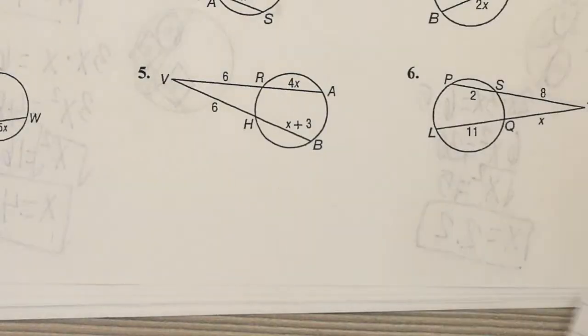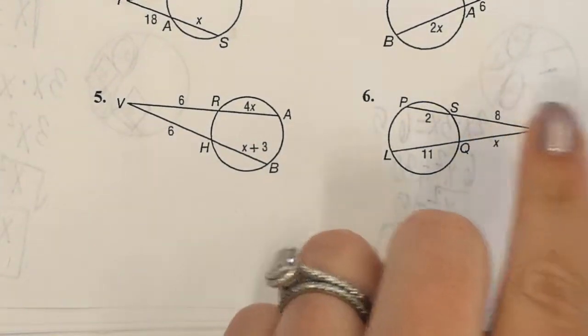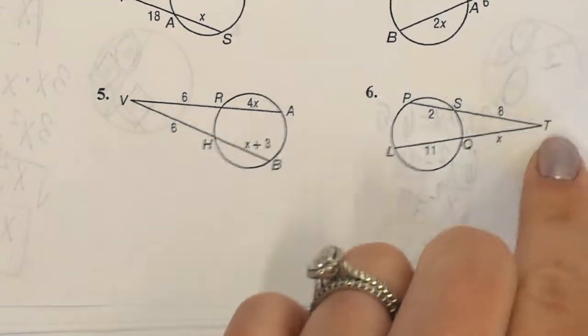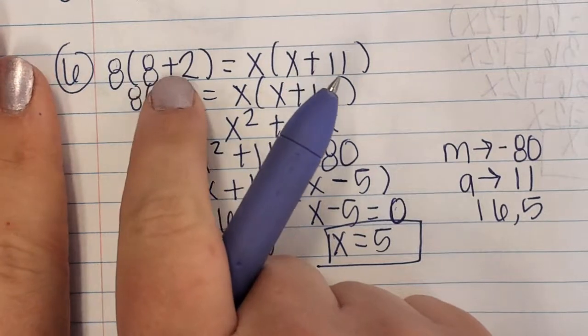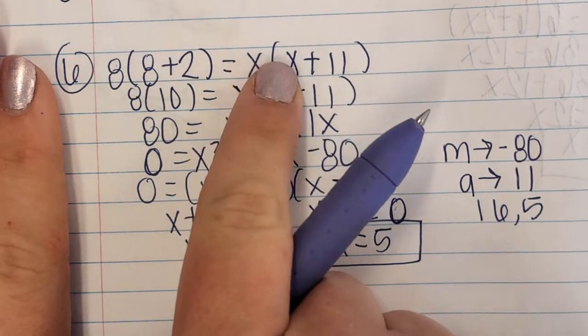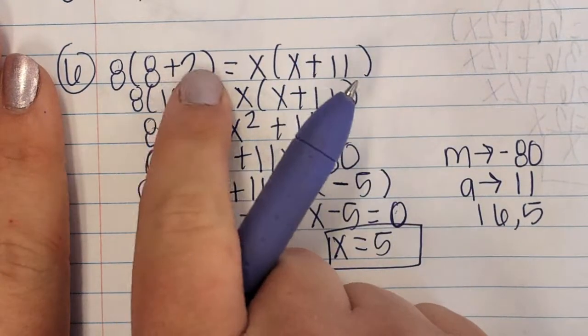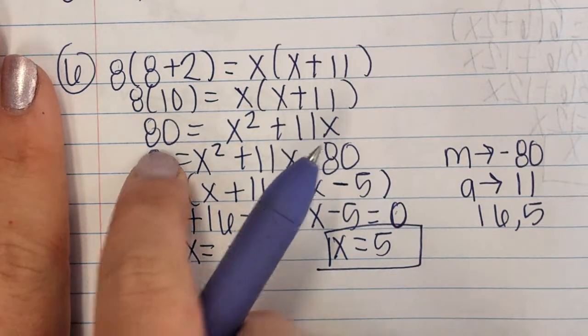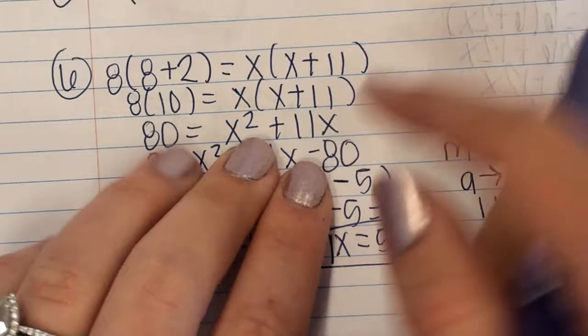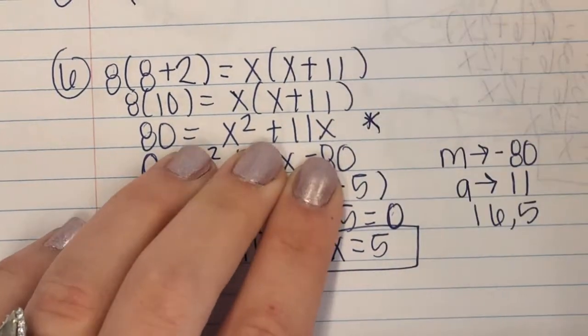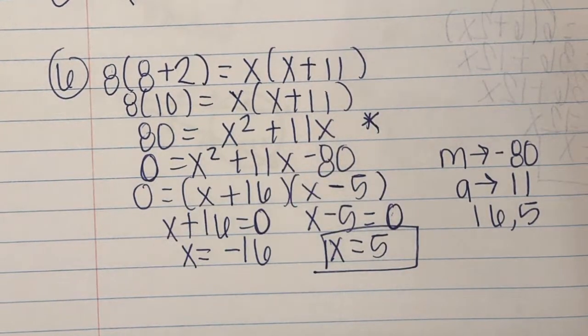Number 6 was the same scenario. Outside times the whole, outside times the whole. So 8 times 8 plus 2 equals x times x plus 11. So 8 plus 2 is 10, brings me to 80. X times x is x squared. X times 11 is 11x. You should have gotten right here to this point, and notice I'm going to have to factor.